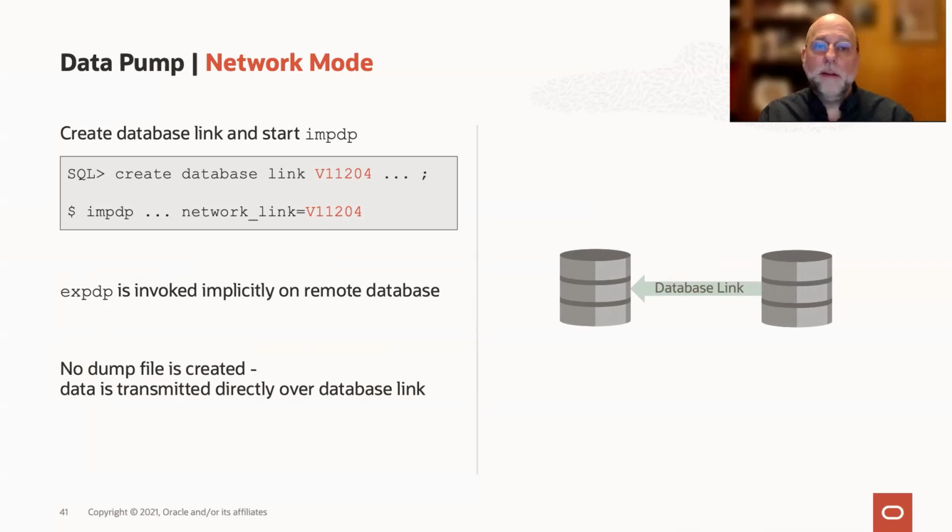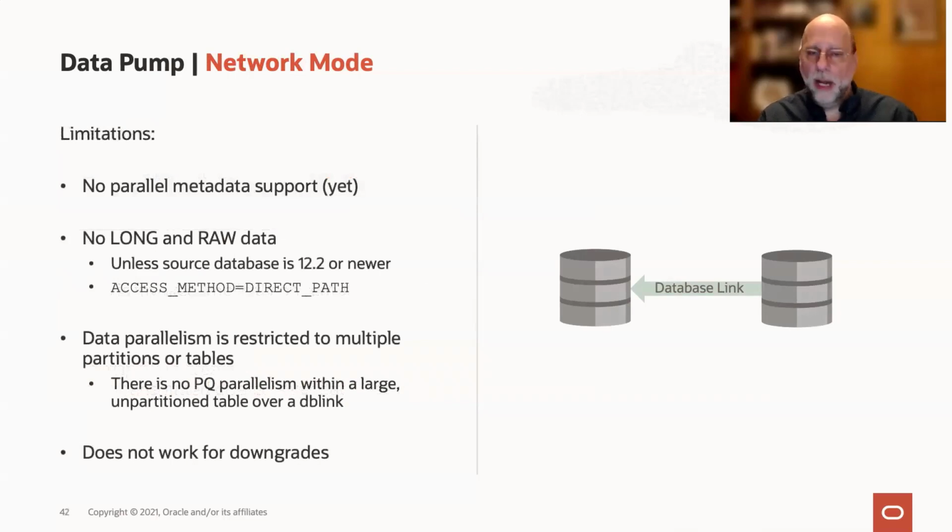Import over a DBlink is fully restartable, just like any other DataPump job, but there are some differences. For example, I mentioned no metadata parallelism. Also, we have some limitations that are born of using DBlinks. Over a DBlink, you're not allowed to select long or long raw data. We did come up with a clever workaround for that. If your source database is 12.2, you can specify access method equals direct path, and then instead of using external tables to do an insert as select over that DBlink, we will move using direct path, and you can move those long and long raw data tables over a DBlink.